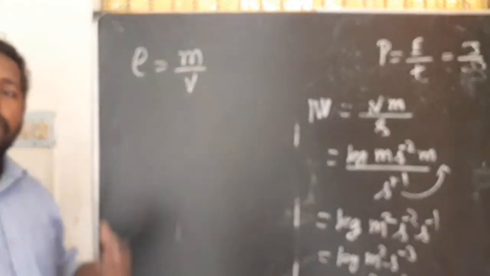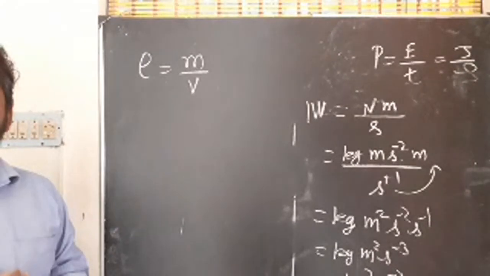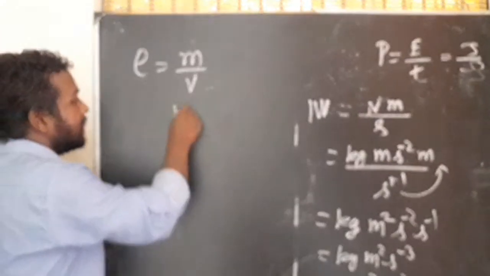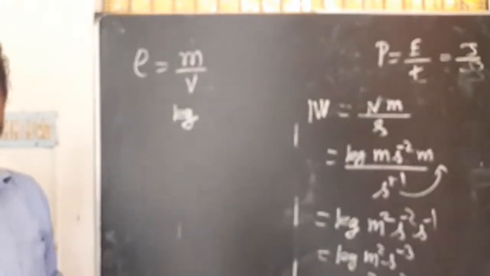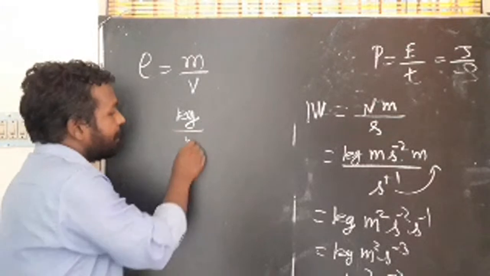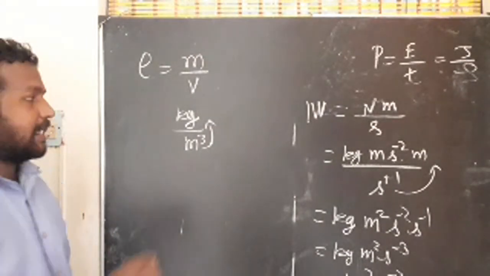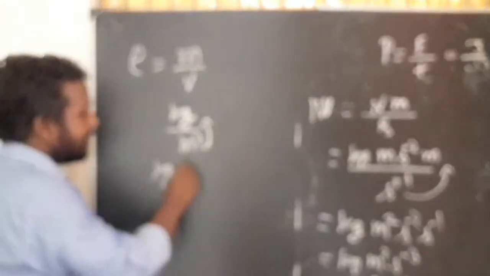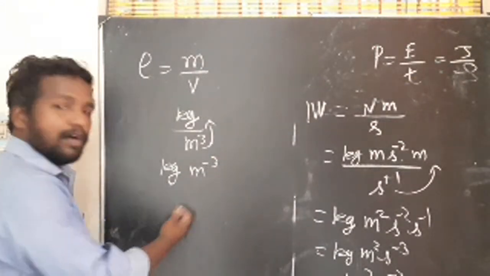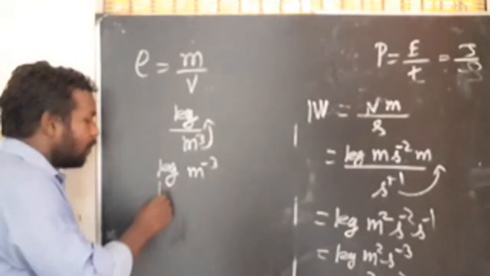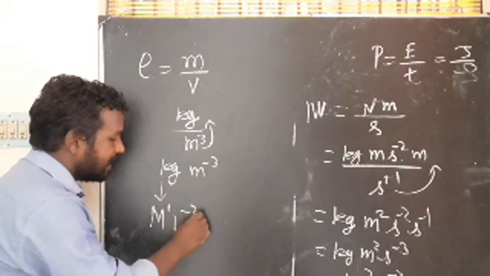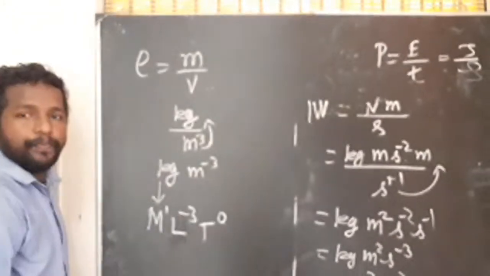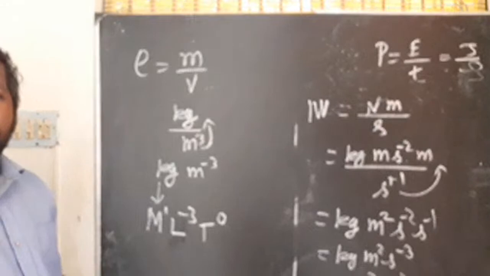Now what is the unit of mass? Mass unit is going to be kg. What about the volume? Volume is going to be length into breadth into height, which is called meter cube. From the denominator, if you take it as numerator, meter cube becomes meter minus 3. So we'll get kg meter minus 3. Now what is the dimensional formula? Already I told you, mass is M power 1, length is power minus 3, time is not there, power 0. Like that you can give the dimensional formula.